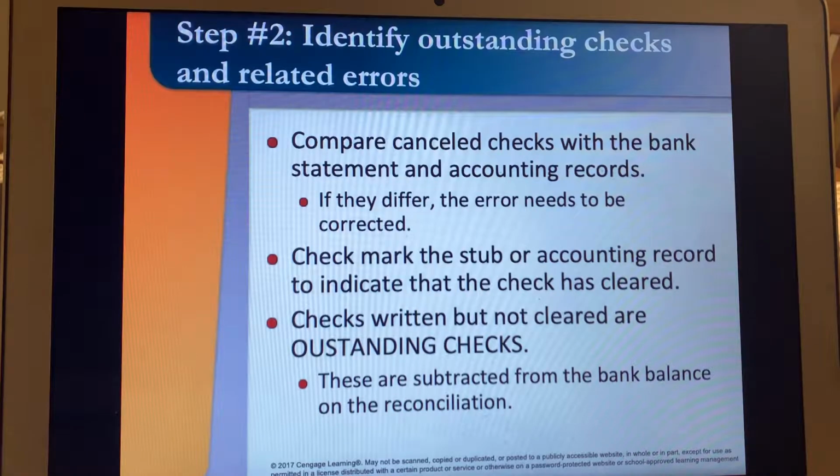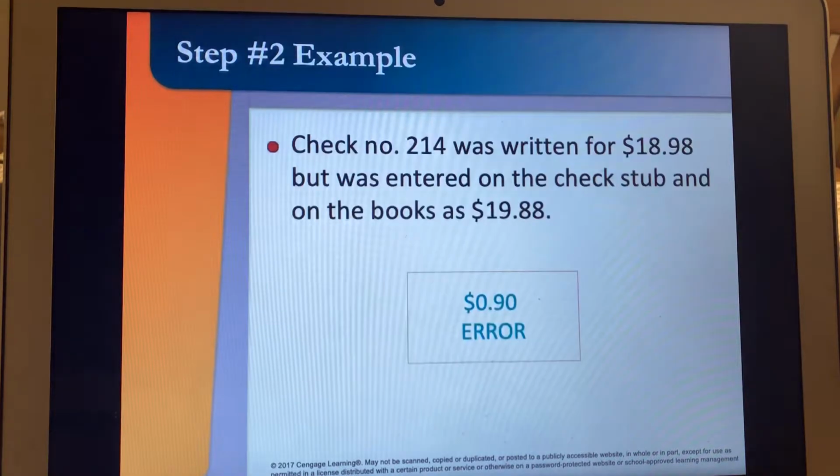Okay. 2, compare canceled checks with the bank statement and accounting records. If they differ, the error needs to be corrected. Check mark the stub or accounting record to indicate the check has cleared. Checks written but not cleared are outstanding checks. These are subtracted from the bank balance on the reconciliation.